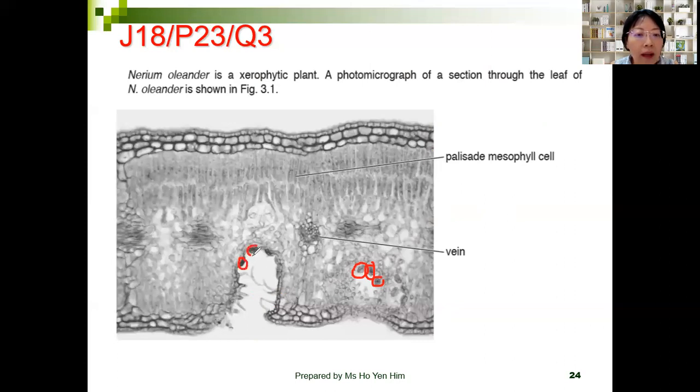But I think the stoma is closed. So that's why you cannot see the space inside there. Right? The stoma is closed. It can be the stoma being closed, okay? So these are the guard cells.